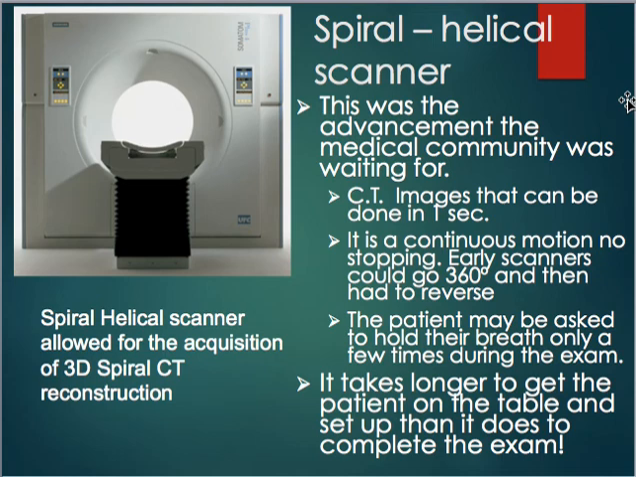So the early scanners, what would happen was you'd have that tube and the detector, and they would scan, and then they would go all the way around the patient one time, and then they would stop, and then they would have to scan back the other way, and then stop, and then reverse each time. Well, with this new spiral helical scanner, what they could do is continuously go 360 degrees and not have to reverse. So it was a constant flow, which was able to help increase the speed of the scanning.